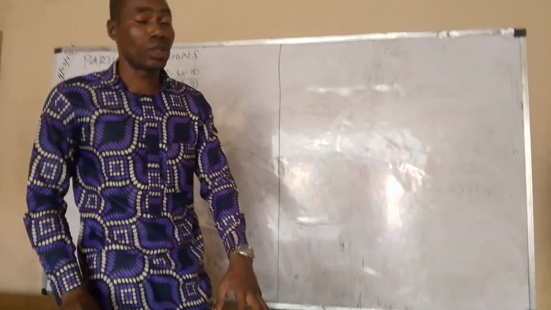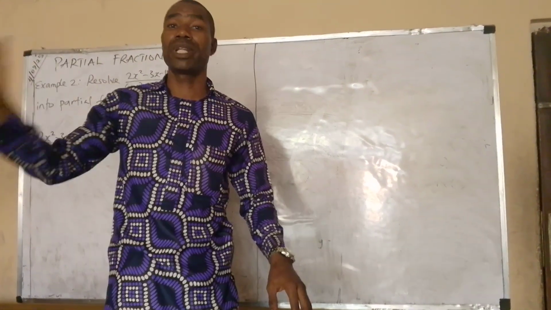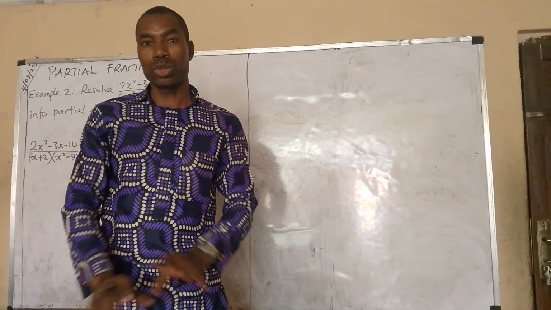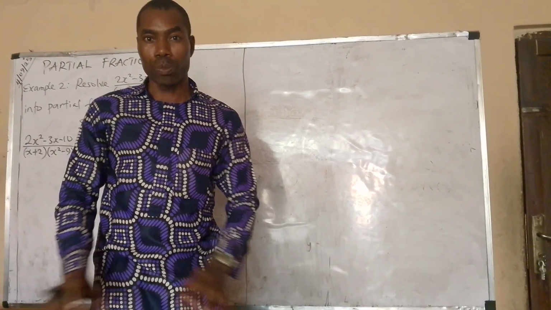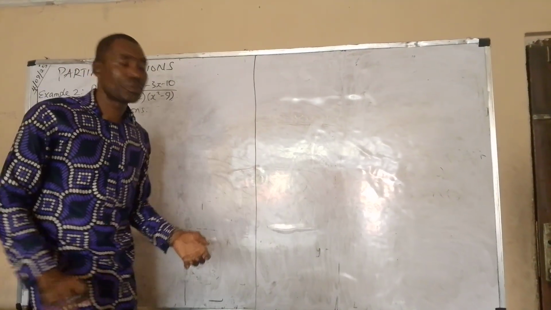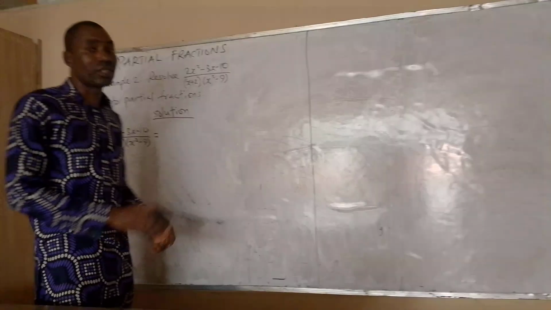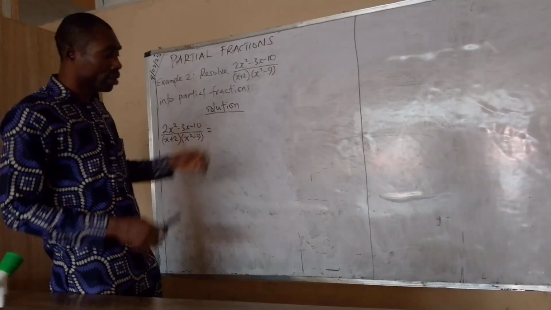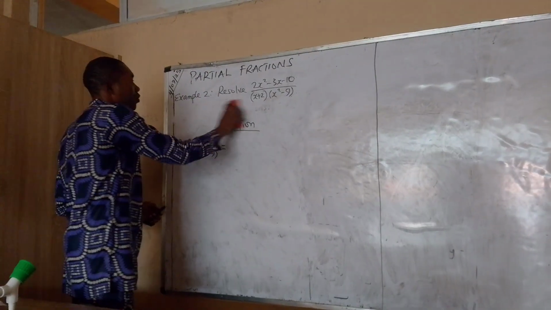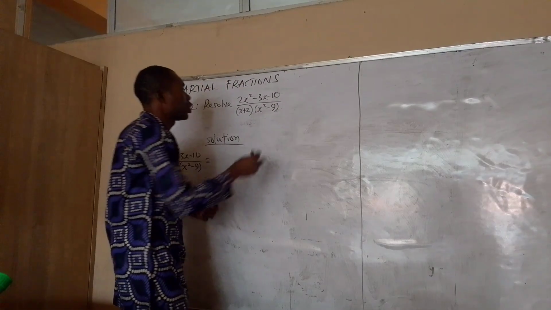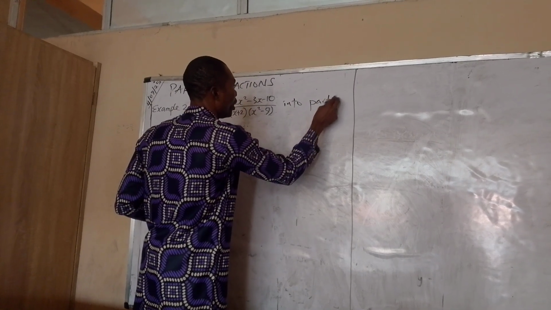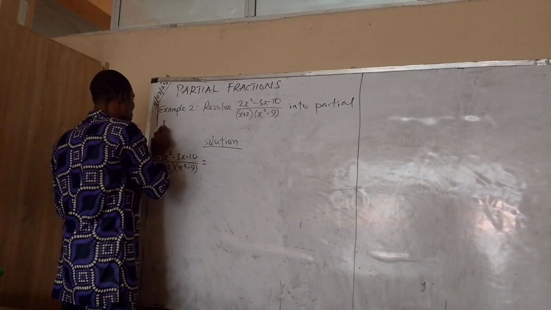In mathematics, we normally go from simpler to complex. So the first example is a simpler one. It shows you the foundation of this topic, partial fractions. Now let's continue from where we stopped. This is the second example, and it says that we should resolve this fraction into its partial fractions.